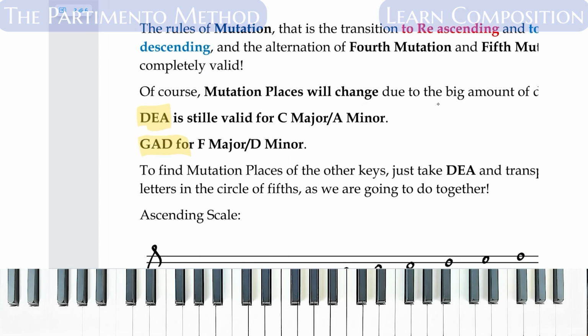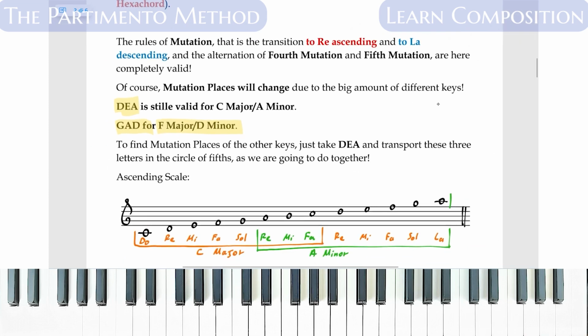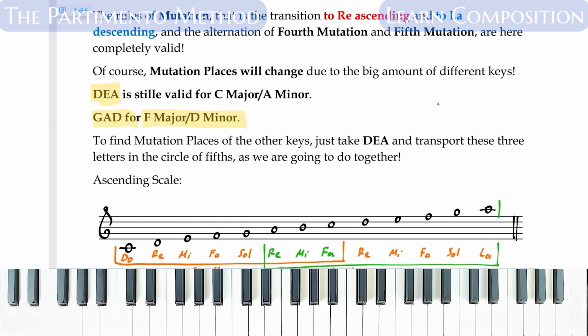G, A, D is the same, but when you have one flat in the key, so for F major and D minor. To find mutation places of the other keys, just take D, E, A and transpose these three letters in the circle of fifths, as we are going to do together.